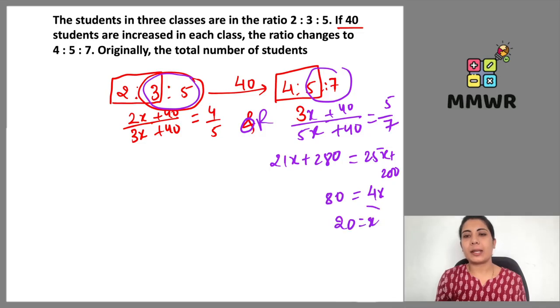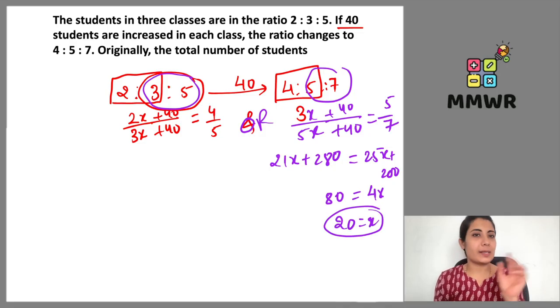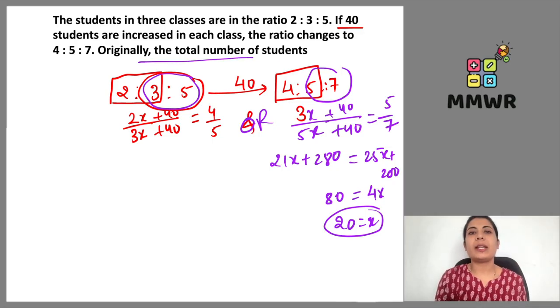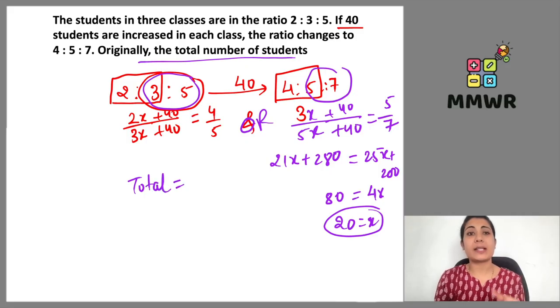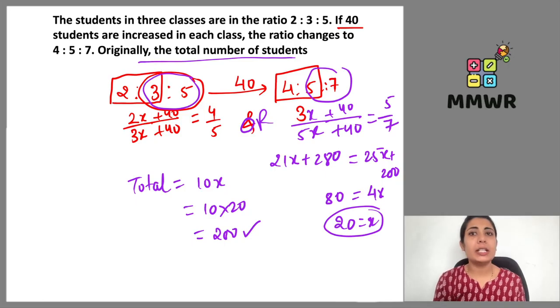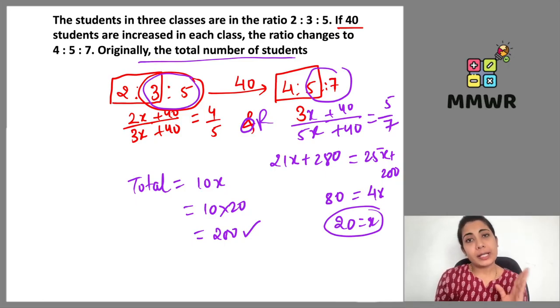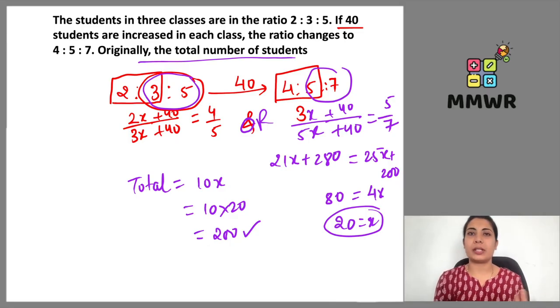The x value is 20. As soon as we get the value of x, we can substitute it to whatever they have asked. So originally the total number of students: originally we had 2 ratio 3 ratio 5. That means the total quantity initially was 2 plus 3 plus 5, which is 10x. So 10 multiplied by 20 gives me 200. Total how many students were there initially? 200. After increasing 40 students in each class, that means 120 students in total have been added to this 200. So the new number of students will be 320.